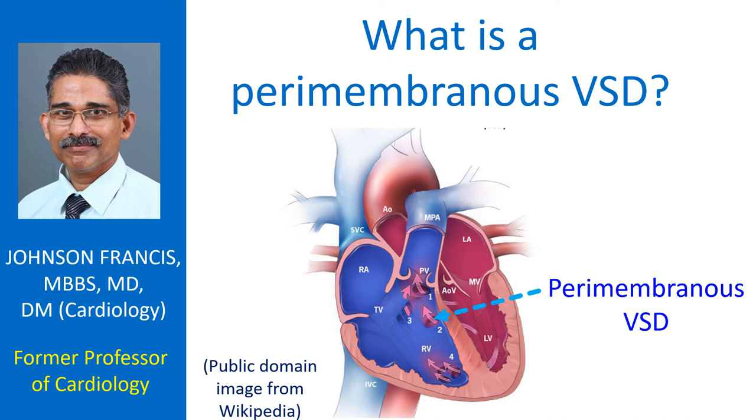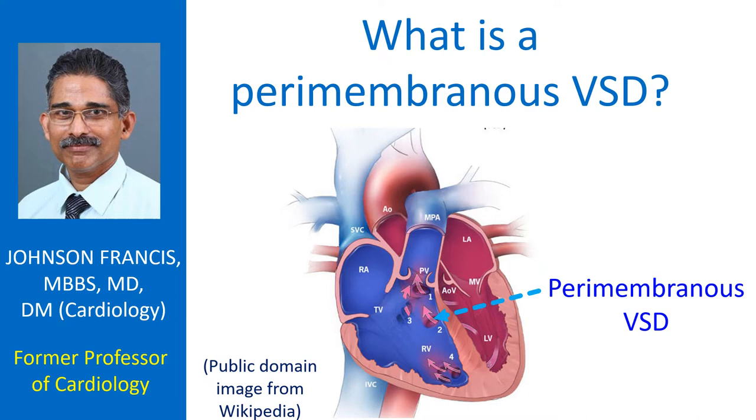Perimembranous VSD is the commonest type of VSD. VSD stands for ventricular septal defect, a hole in the wall between the lower chambers of the heart. When there is a ventricular septal defect, blood shunts from the left ventricle to the right ventricle. Left ventricle is the lower left chamber and right ventricle the lower right chamber.